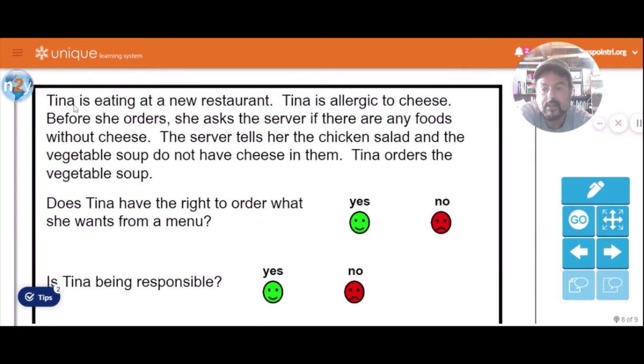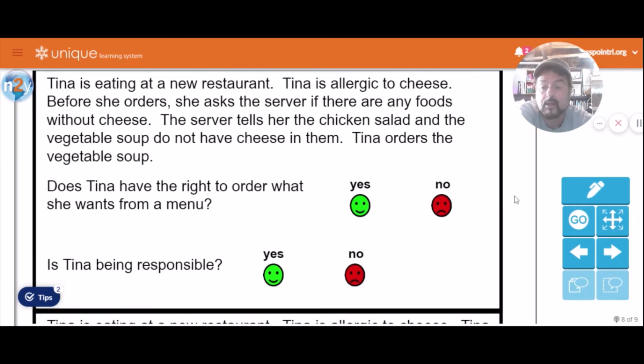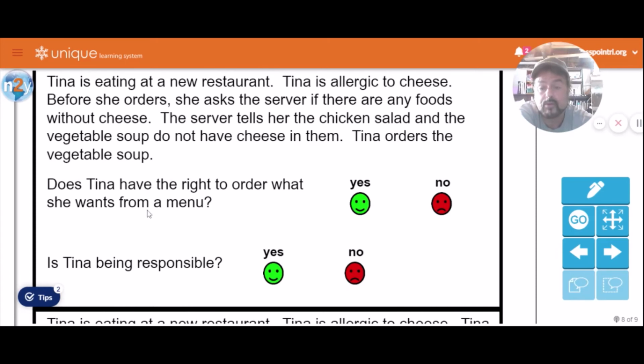Okay, Tina is eating at a new restaurant. Tina is allergic to cheese. Before she orders, she asks the server if there are any foods without cheese. The server tells her the chicken salad and the vegetable soup do not have cheese in them. Tina orders the vegetable soup. Does Tina have the right to order what she wants from a menu? Yes, she does.